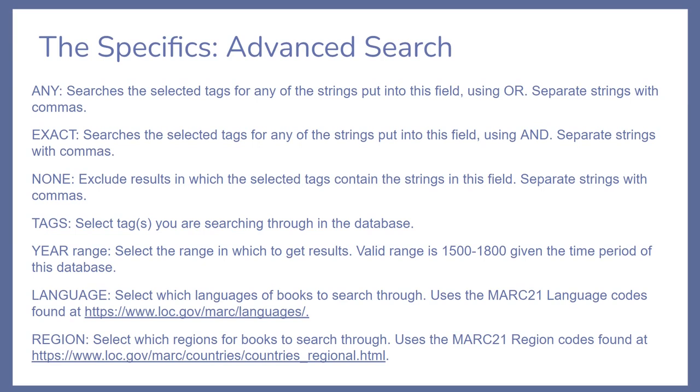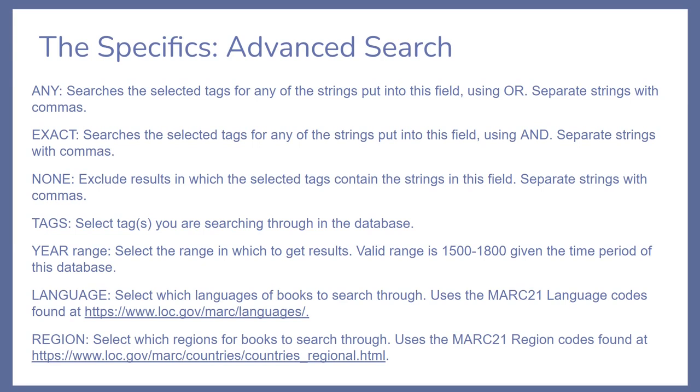The specifics for the advanced search functions. Any: searches any selected tags or strings put into this field using OR algorithms. Separate strings with commas. Exact: searches for exact phrases put into this field using AND. Separate strings with commas. None: exclude results within the selected tags and the strings in this field. Separate these strings with commas also.